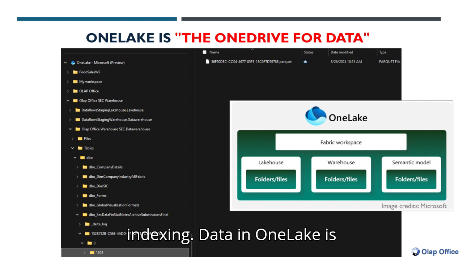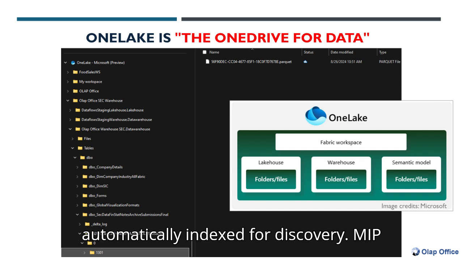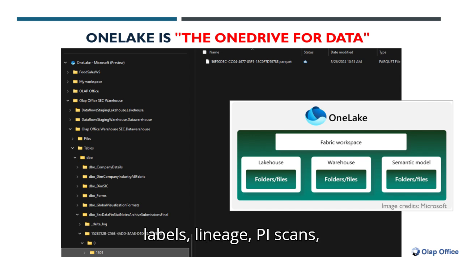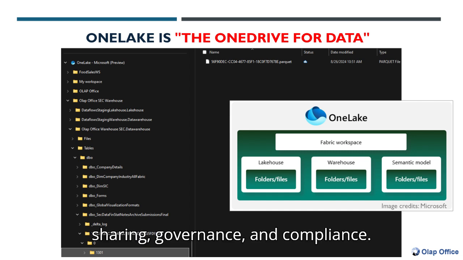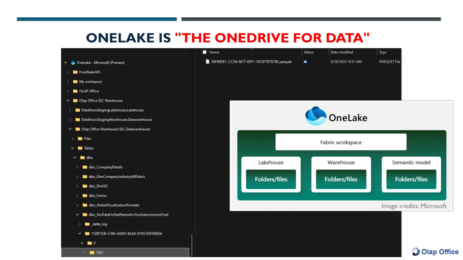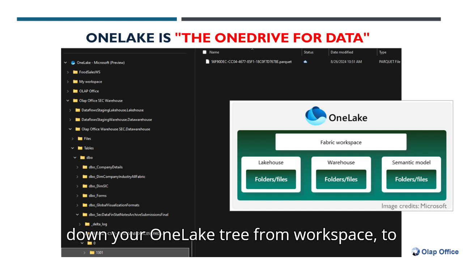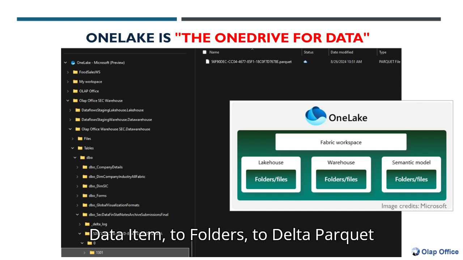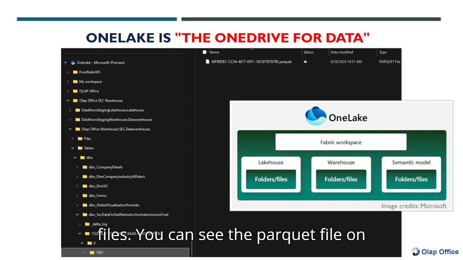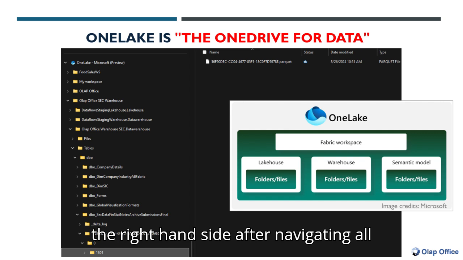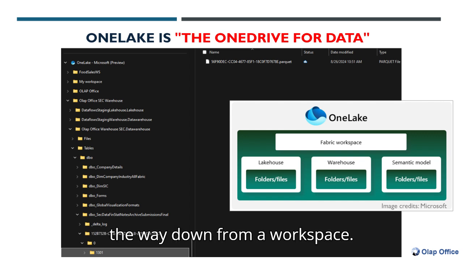Data in OneLake is automatically indexed for discovery, MIP labels, lineage, PI scans, sharing, governance, and compliance. Sixth, easy navigation. Navigate down your OneLake tree from workspace to data item, to folders, to Delta Parquet files. You can see the Parquet file on the right-hand side after navigating all the way down from a workspace.